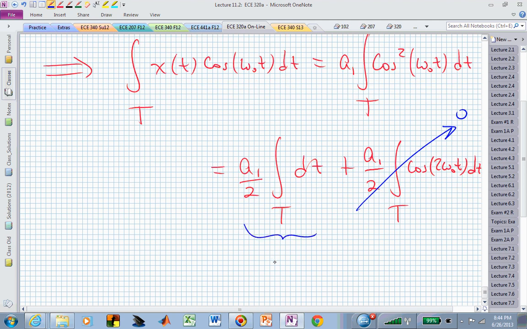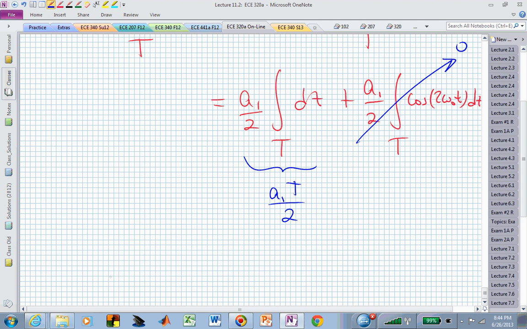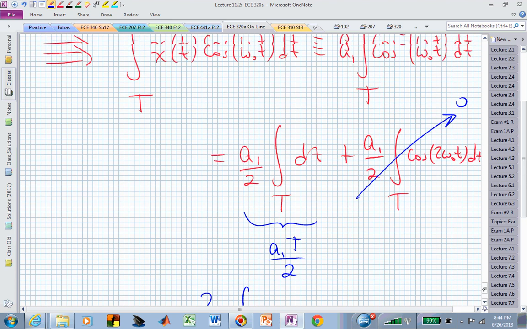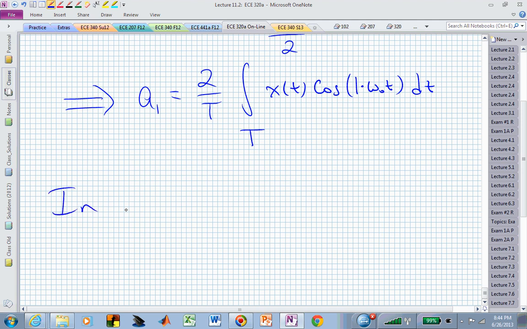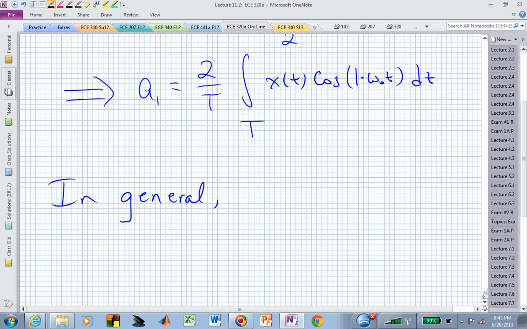On the right-hand side, we have a1 T over 2 when we perform the integration, and that now leads us to, if we solve for a sub 1, a sub 1 is now 2 over T times the integral of the left-hand side, which was x of t cosine of 1 omega naught t. I'm emphasizing that we're looking for the a sub 1 coefficient, all integrated over 1 period. All of that then goes together to give us these relationships or formulas for computing the a's and the b's.